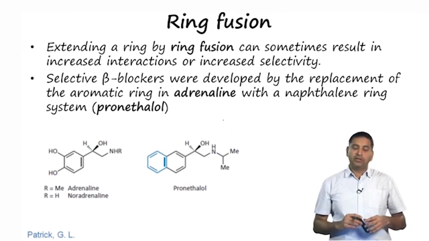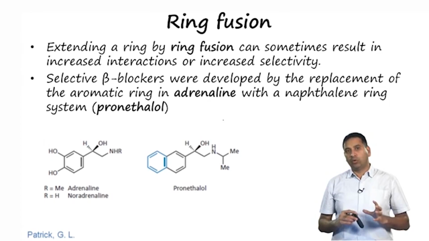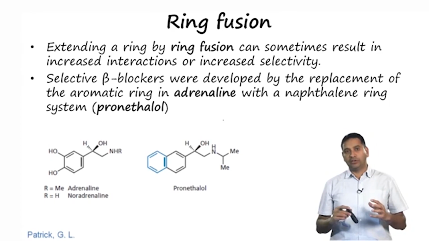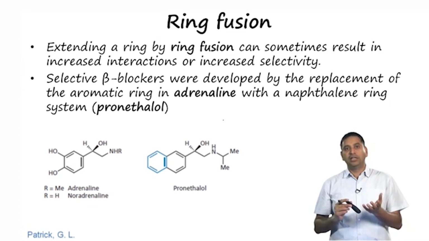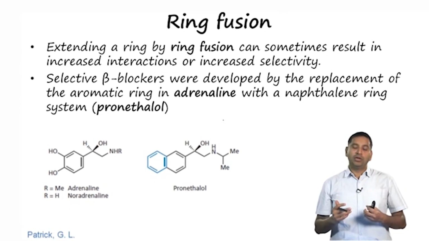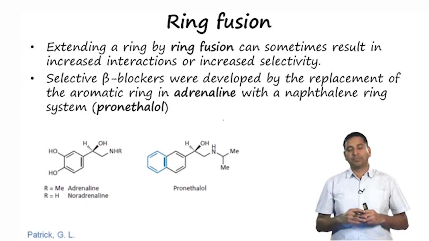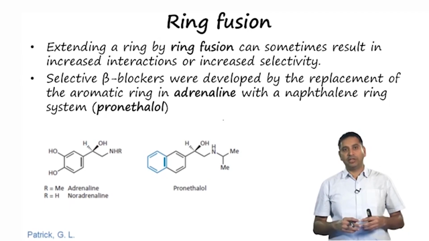The next method that is commonly used is called a ring fusion strategy. So here, when there is a possibility of fusing a ring or creating a new ring along with an existing ring, that can result in a different set of interactions. So this may prove to be useful in not just increased interactions but also increased selectivity. So we already looked at previously that there are molecules such as beta blockers which are very useful, and these molecules have been developed as replacements of the aromatic ring in adrenaline with a naphthalene ring.